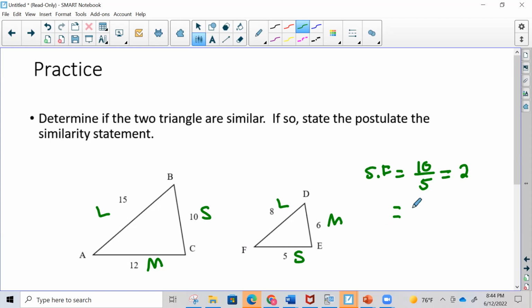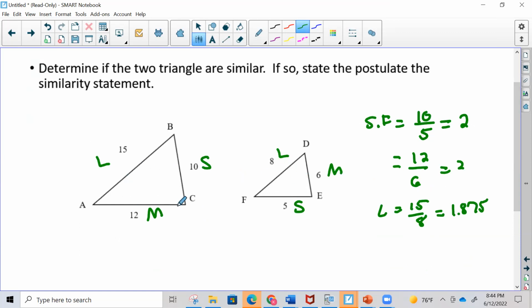The medium would be 12 over 6, which is also 2. And then the large would be 15 over 8, which is not 2. It's 1 point something, 1.875. Okay, and so these sides are not proportional. They're not all being multiplied by the same number to get this triangle. And so these are not similar. And again, if they're not similar, you don't write a postulate, you don't write a similarity statement.